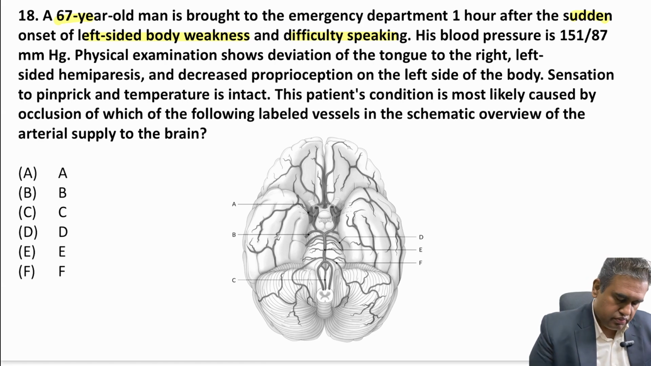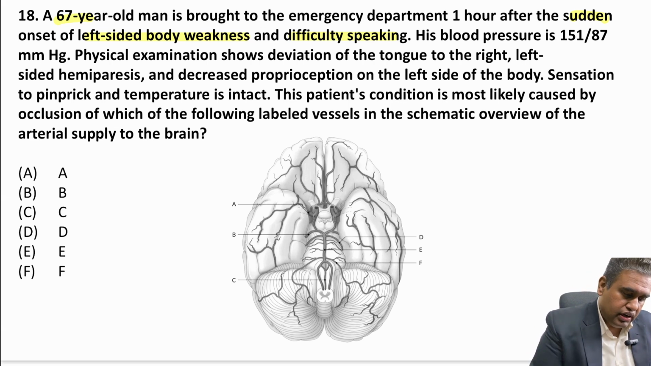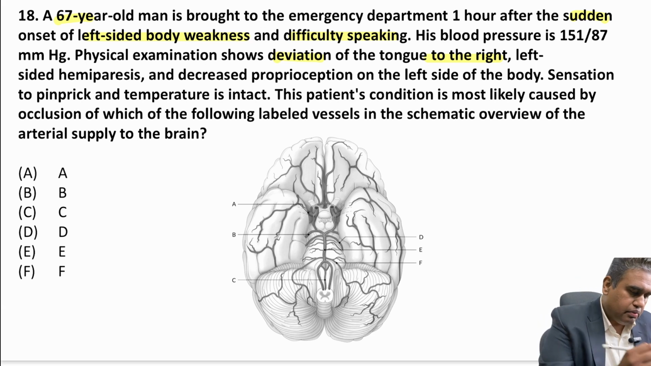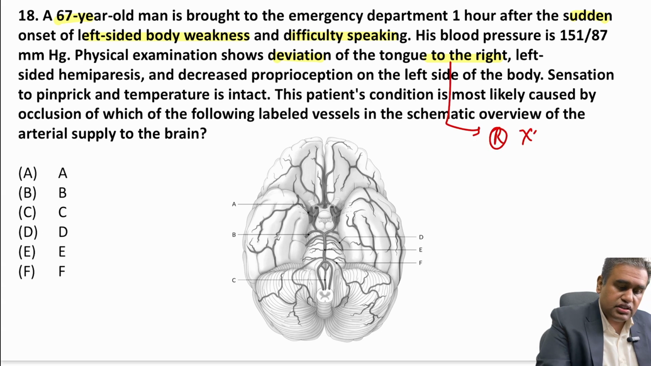Let's see more points in the question. His BP is 150/87, slightly on the higher side, obviously. Examination shows deviation of the tongue to the right. A very important point, deviation of the tongue to the right. Now, the tongue is deviating to the right, right? Then there is which-sided hypoglossal nerve injury? Remember, the tongue licks the wound. So when the deviation of the tongue is to the right side, it is a right-sided hypoglossal nerve injury.